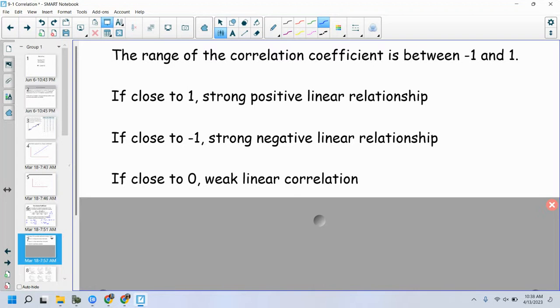So again, 1 is a perfect positive linear relationship. -1 is a perfect negative linear relationship. The closer you get toward 1, the stronger it gets in a positive direction. And the closer you get toward -1, the stronger it gets in a negative direction. And what do I mean by direction? All I'm talking about is the slope of the line.